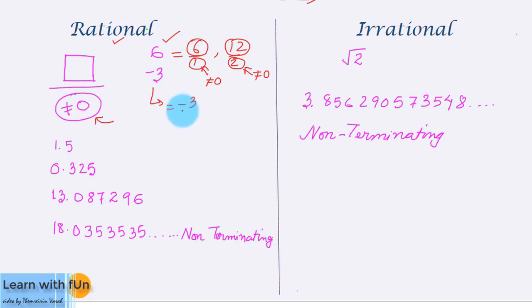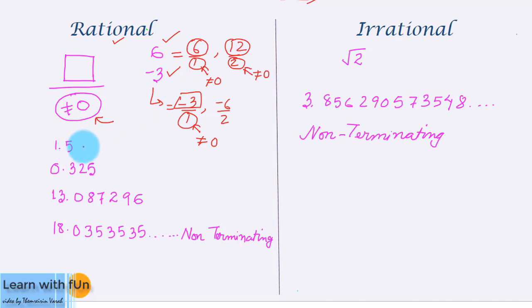Similarly, take the example of -3. -3 can be written as -3 upon 1 or -6 upon 2, and so on, and you will see that both the numerator and the denominator are integers, and the denominator is not equal to 0. Therefore, -3 is also a rational number.